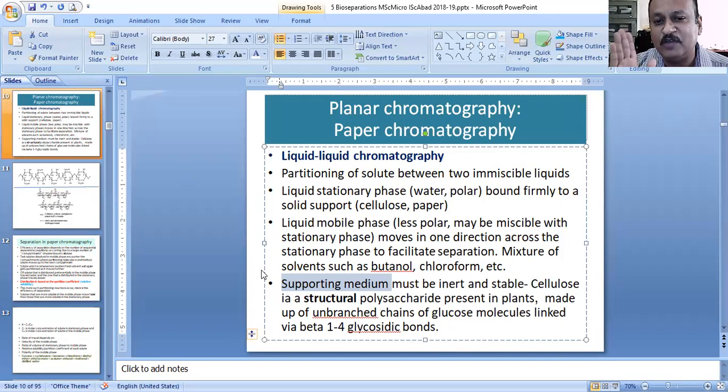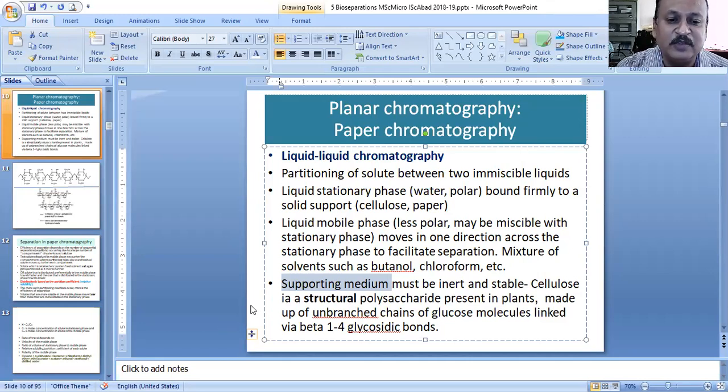It should only serve the function of a support medium for the liquid or water, which is the actual stationary phase. Another thing is it should be stable. It should not get destroyed or damaged very easily during the chromatographic run, or rather in a single chromatographic run. So we use cellulose, a cellulosic material, as the support.